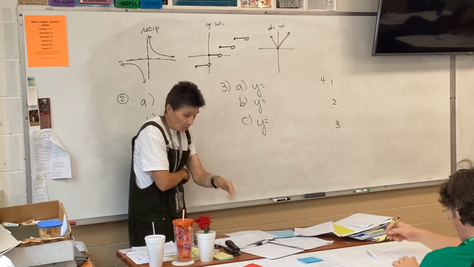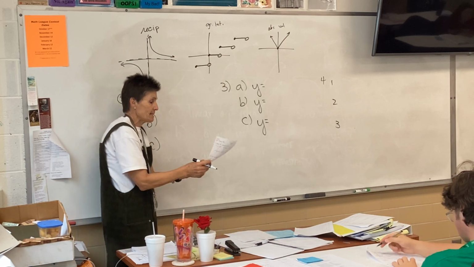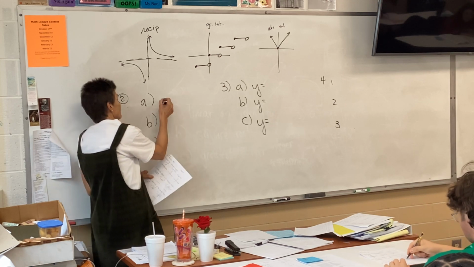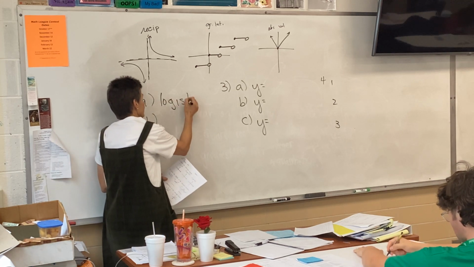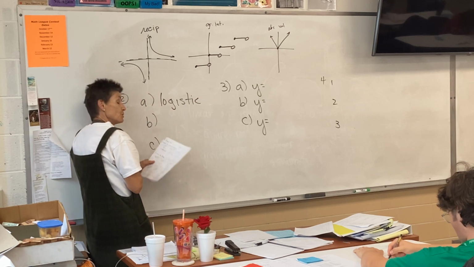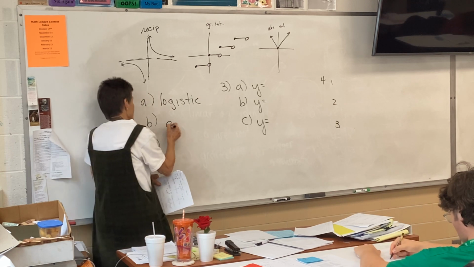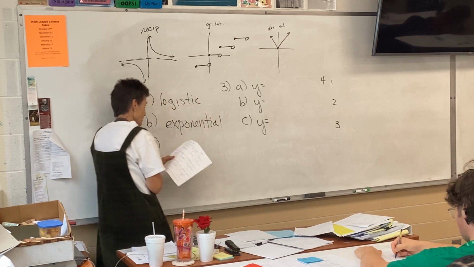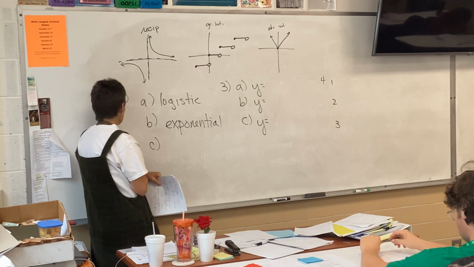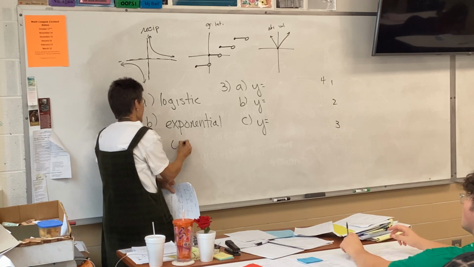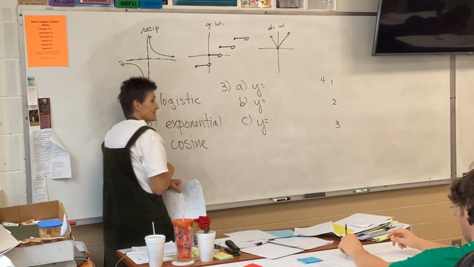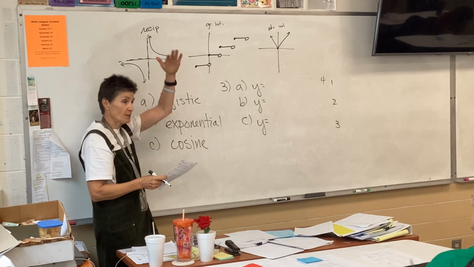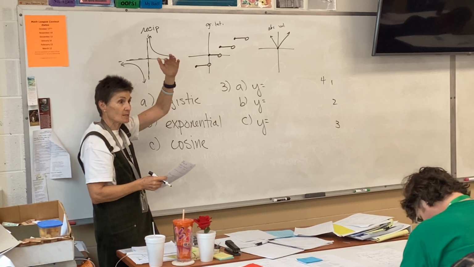All right, now we're writing the name of the indicated functions. Okay, what's the name of 2A? Logistic. 2B, exponential. And 2C. Cosine. How do I know that's the cosine? Because it doesn't go through the origin. It's the one that starts up here, that's the cosine.